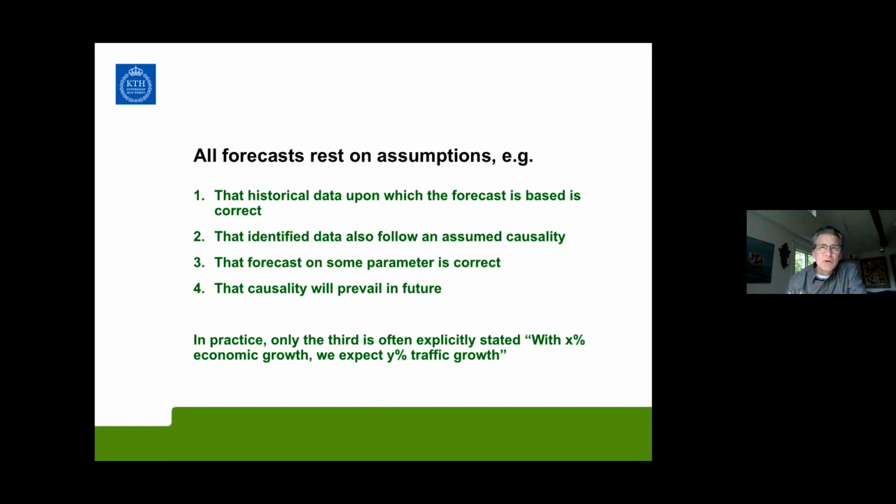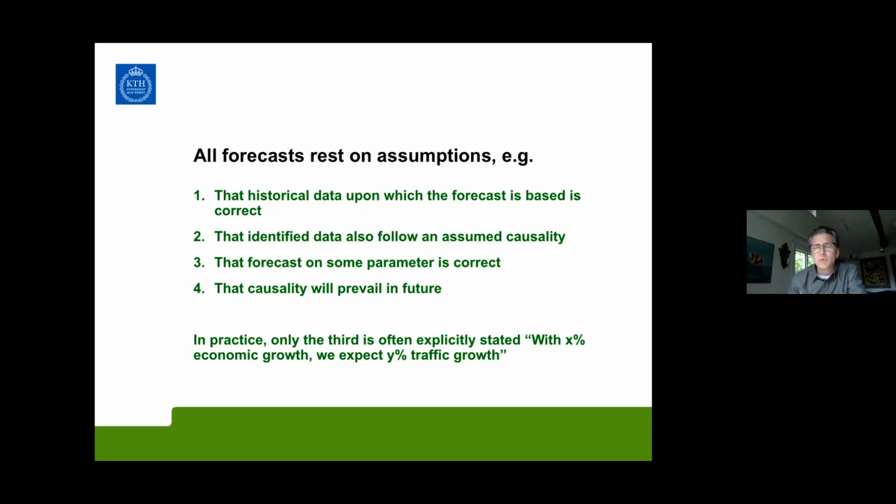Then also forecasts typically are based on different kinds of causalities. And then, of course, that needs to be correct. And then you have that the forecast on one of the parameters is correct, the one that you base your forecast on. And the fourth assumption there is that the causality will prevail in future, which is a very strong assumption, especially when you have something like digitalization coming in and changing a lot of how things are working in society.